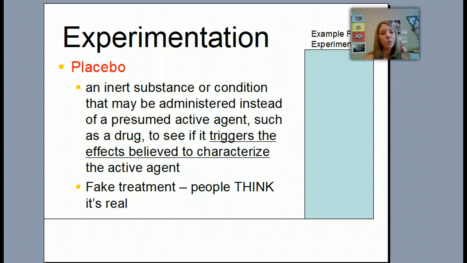So my placebo, let's reread through that definition. An inert substance or condition, right? So something given, administered, instead of the presumed active agent. So instead of the real thing, such as a drug, to see if it triggers the effects believed to characterize the active agent. So see if that triggers in your head the effects that you think it's going to have. We'll talk about this more. It's basically a fake treatment. People think it's real.